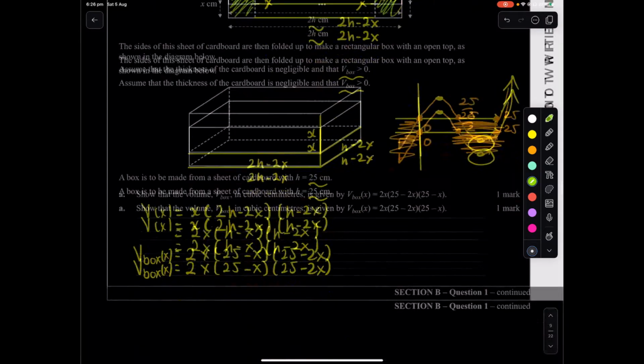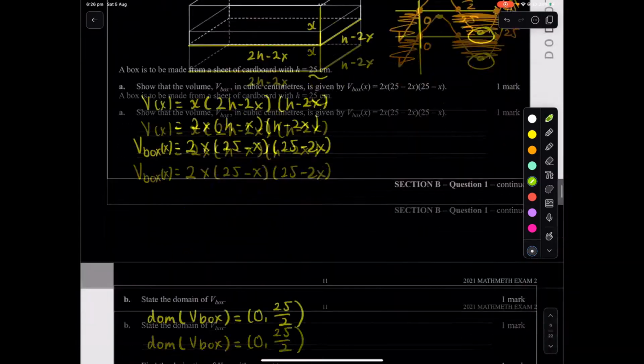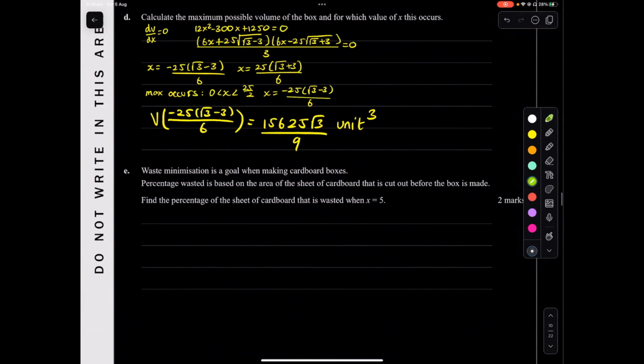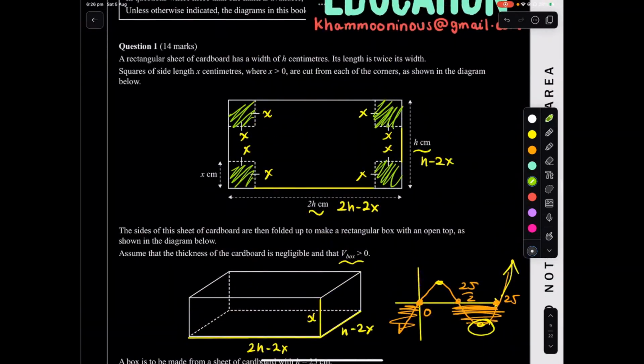So how many are there? Because we want area, that'll be x times x, so x squared, and there are 4, so 4x squared. We know x is 5, so 5 squared is 25, so we have 100. And what is the actual area of the whole sheet?